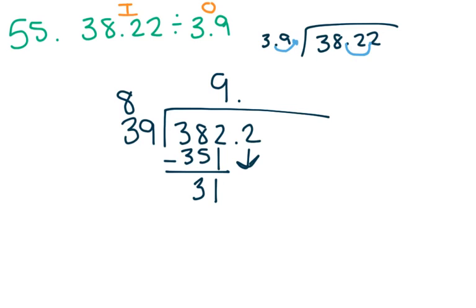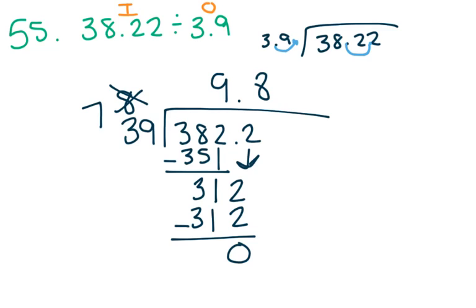We can continue. Let's bring down your 2. Cross out this 8 so we don't use it again. How many times can 3 go into 31 without going over? Again, it could be 10, but we can't write two numbers. We know that 9 is going to be too high because it gave us 351. So let's try 8. 8 times 9 is 72. 8 times 3 is 24, plus 7 is 31, is 0. So your answer is 9.8, or 9 and 8 tenths.